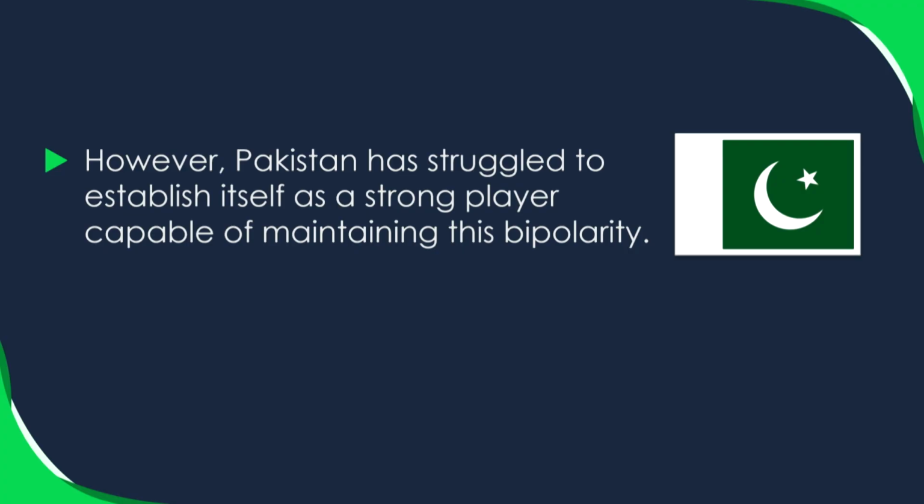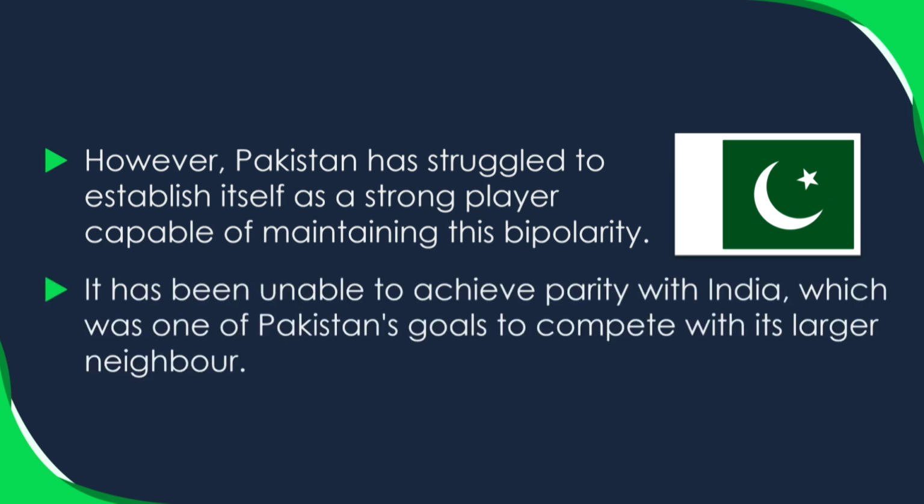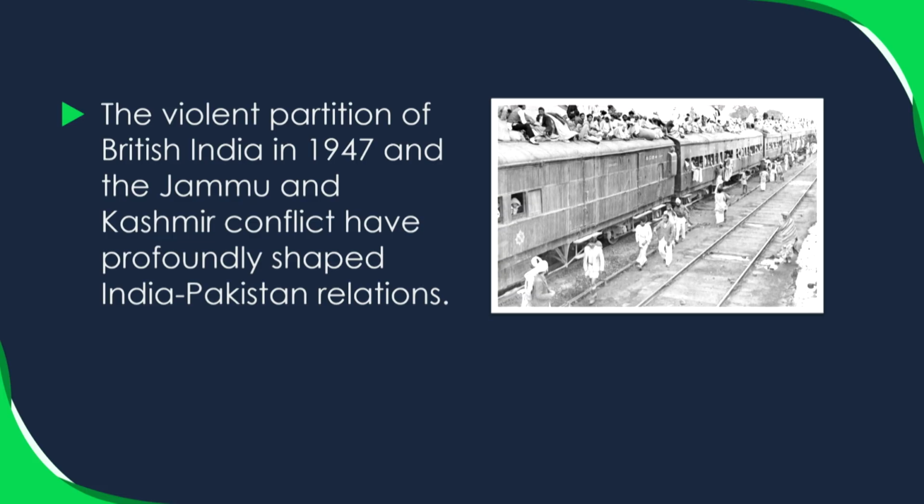Surprisingly, their trade with each other is minimal compared to their trade with other countries. India and Pakistan have emerged as major countries in South Asia, both possessing the capability to influence the regional environment. They have maintained a form of bipolarity in the region. However, Pakistan has struggled to establish itself as a strong player capable of maintaining this bipolarity. It has been unable to achieve parity with India, which was one of Pakistan's goals, to compete with its larger neighbor. The violent partition of British India in 1947 and the Jammu and Kashmir conflict have profoundly shaped India-Pakistan relations.